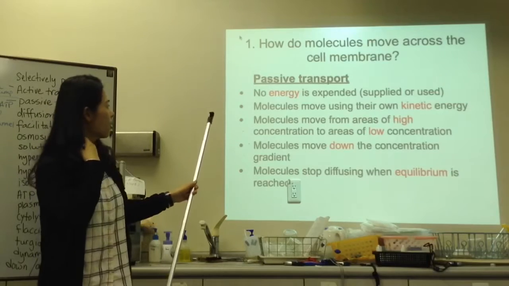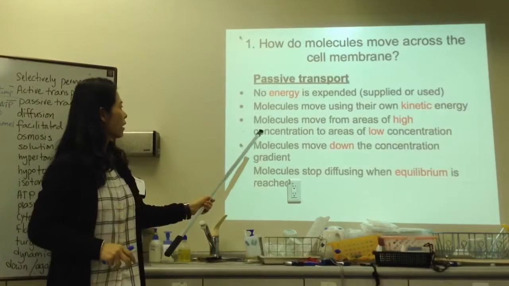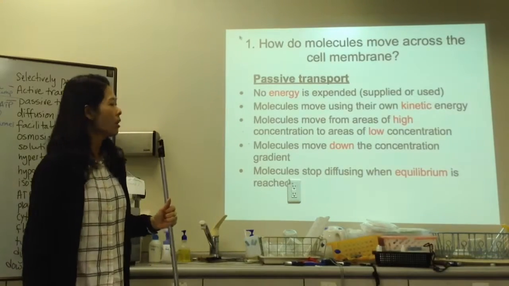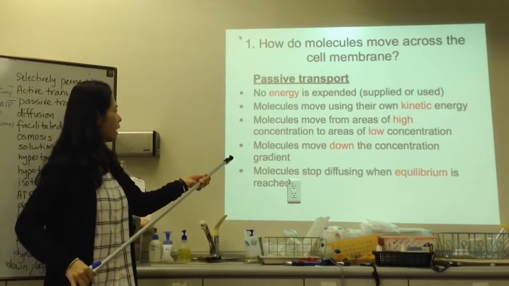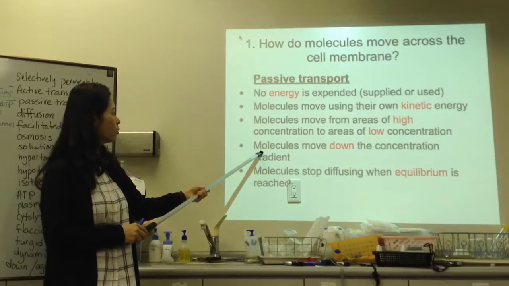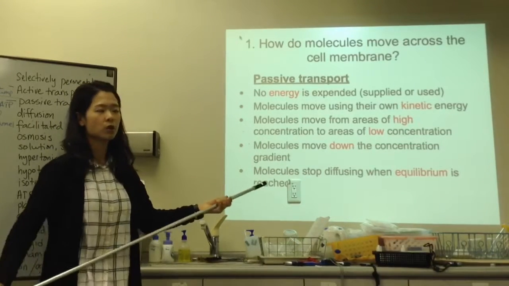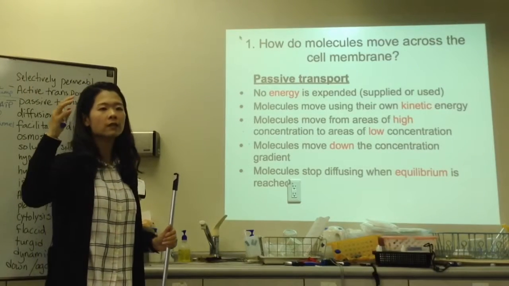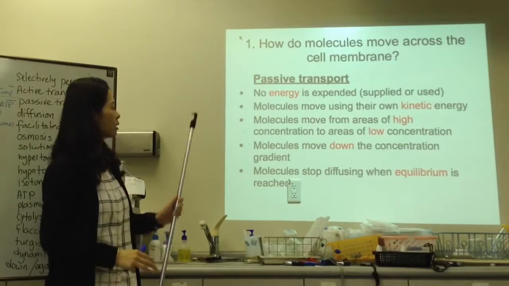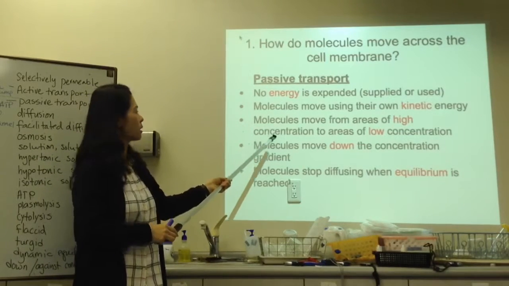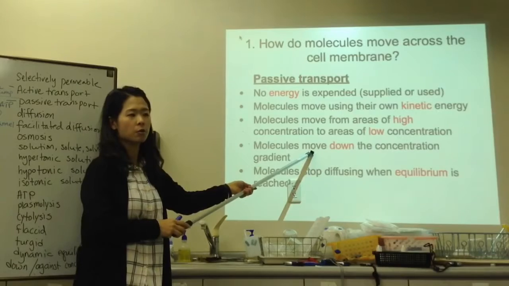Now, molecules go from area of high concentration to area of low concentration. In other words, we can say the same expression in this way: molecules move down the concentration gradient. Moving down means going from high to low. So moving high to low is the same as saying moving down the concentration gradient.